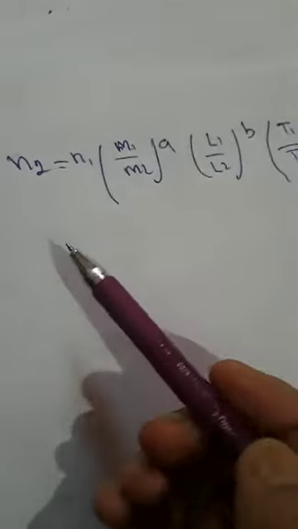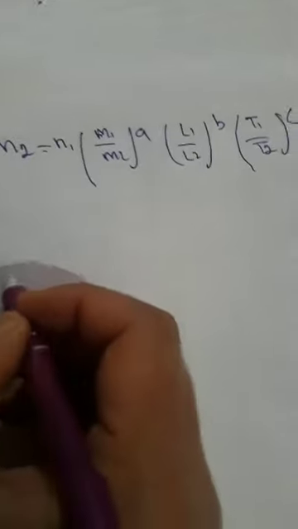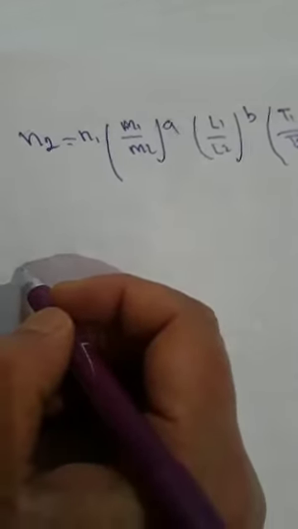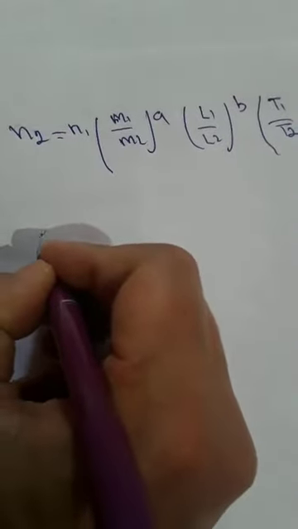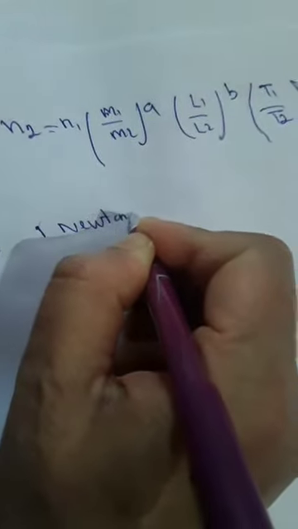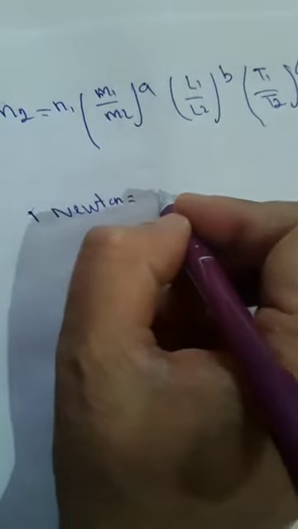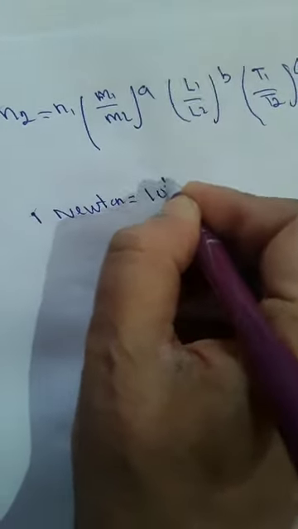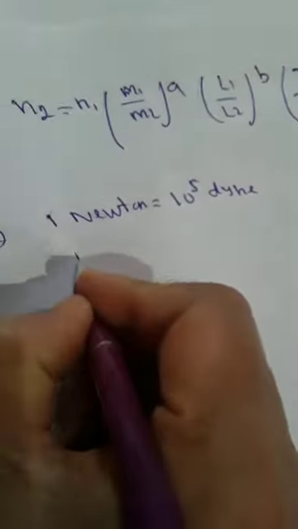How can we convert? Where can we get the values of a, b and c? Suppose a question is asked: how can we convert 1 Newton into dyne? 1 Newton is equal to 10 raised to power 5 dyne. We have to convert it. Please remember, these are the units of force. Newton is the unit of force in the MKS system, and dyne is the unit of force in the CGS system.